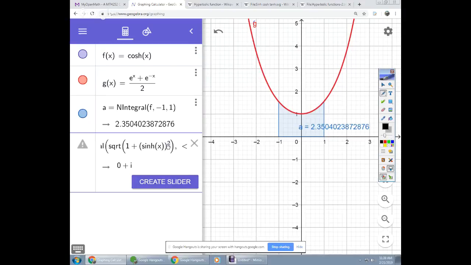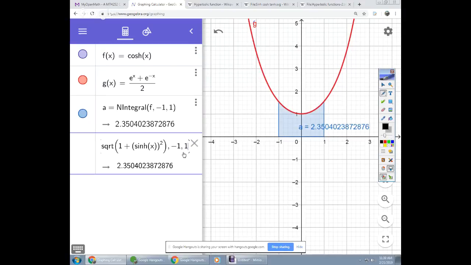I'm squaring the sine. I put parentheses around the sine there. Okay, cool. And I'm squaring that. So that's my integrand, true? And then I want to integrate that from -1 to 1. And I got 2.35042387. It looks like the number above.